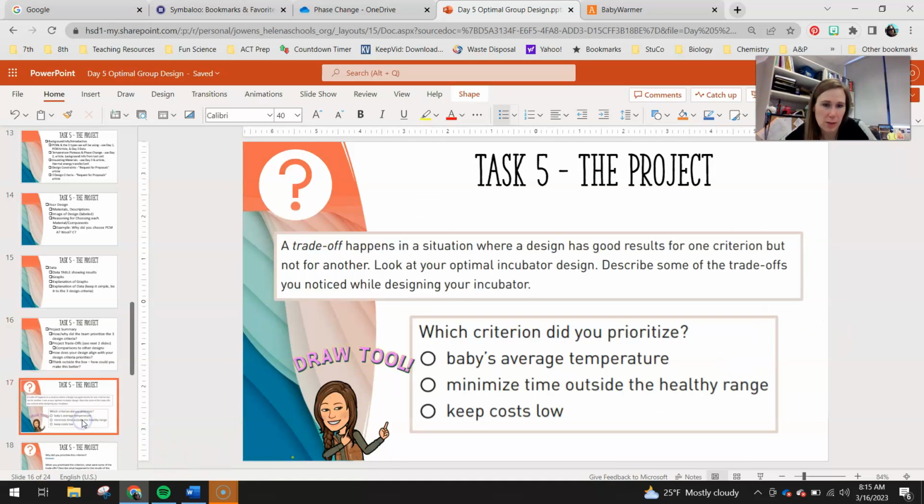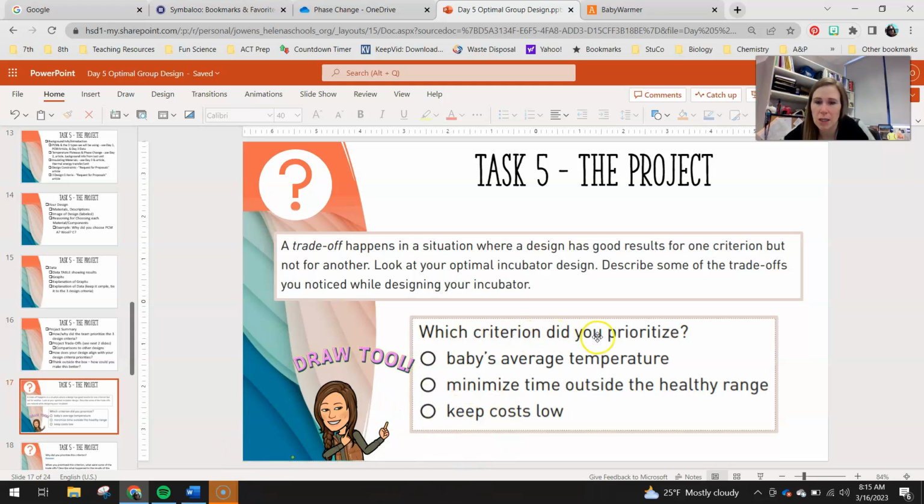Let's go ahead and talk about the next 2 slides. So these are your trade-offs. A trade-off happens in a situation where a design has good results for one criterion, but not for another. So maybe your guys' cost was horrible, but your temperature was really good. Okay, so look at your optimal incubator design. Describe some of the trade-offs you notice while designing your incubator. You will use your draw tool to answer this question.